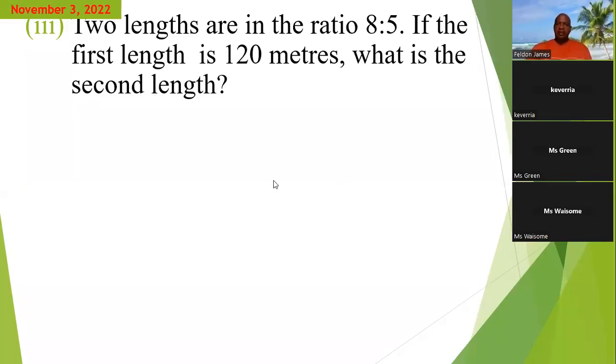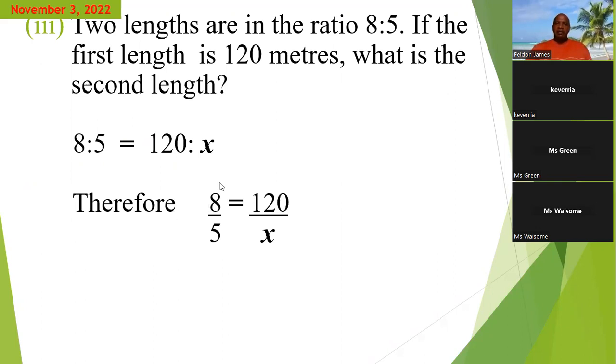All right, guys. So as I was saying before, in order to solve this problem, we would first write the ratio in a fractional form for both the ratio that is given and the actual length that you are given. So therefore, we would have 8 over 5 would be the same as 120 over x. But what we really want to find is the x, because that is the length of the second part, and we don't know that. But we do this cross multiplication in order to get rid of the denominator.